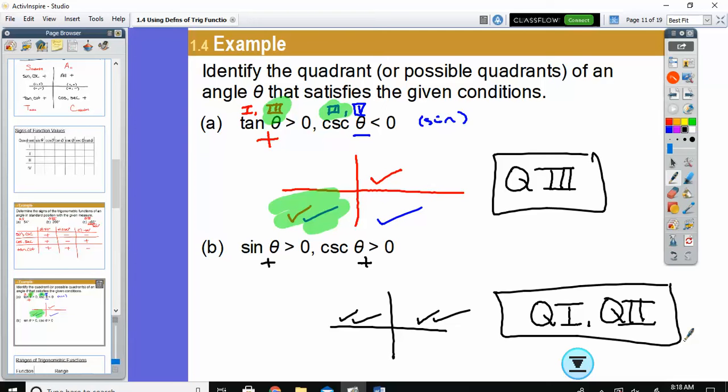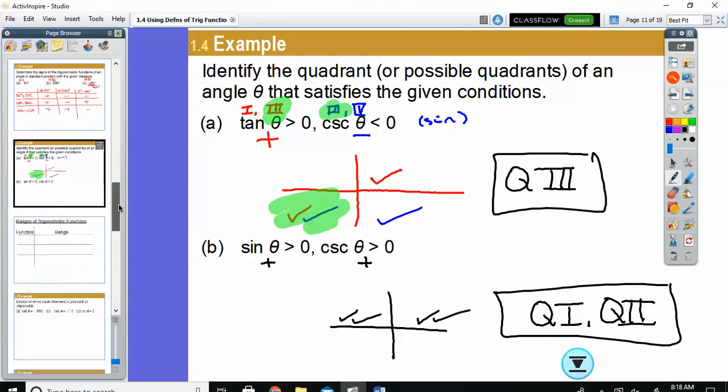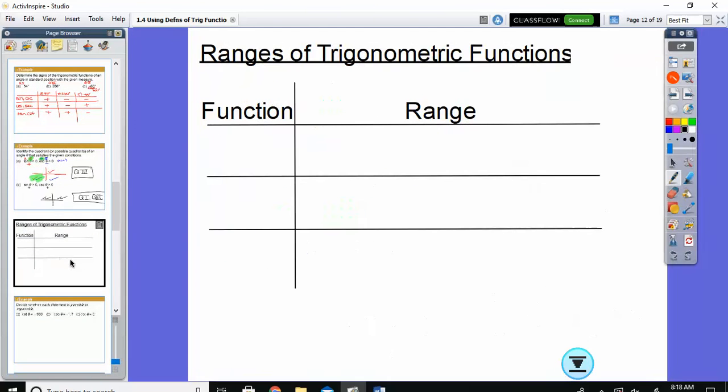So there's basically 2 other pieces that we need to look at today. The first one is the range of these trig functions. Range is talking about what these functions might be equal to. You know, we can plug in any angle, but we don't always get out just any answer. This is the first time we're talking about range, but we will talk about it several more times.